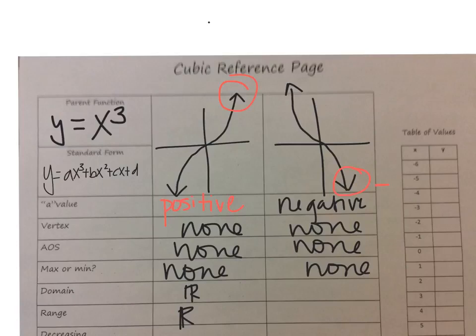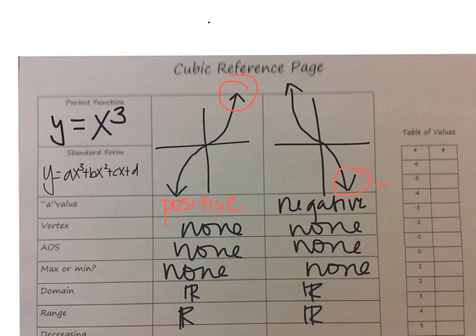What about this negative function? What about my domain and range? What's that going to be? All real numbers. And when we say all real numbers, what we literally mean is that my graph continues to grow left and right, and my graph continues to grow up and down. It never stops going either direction.